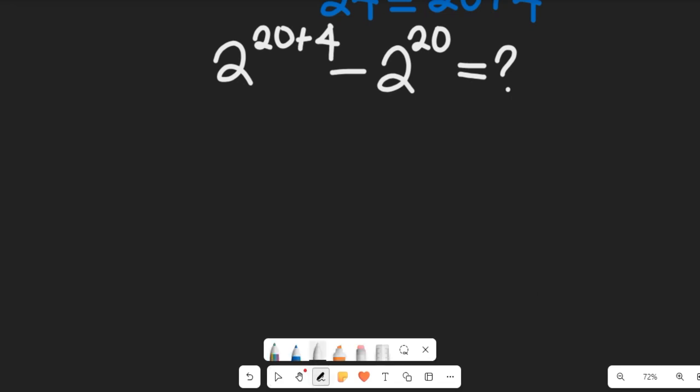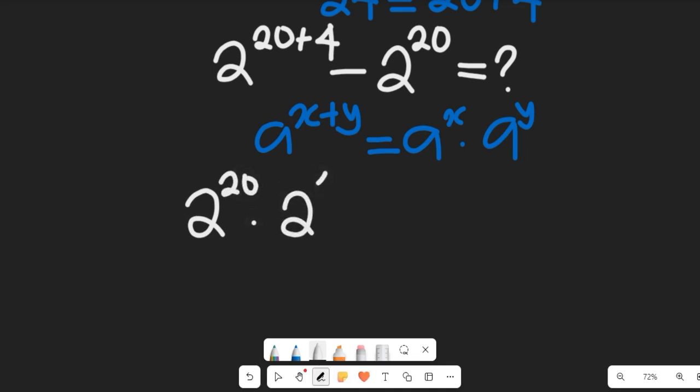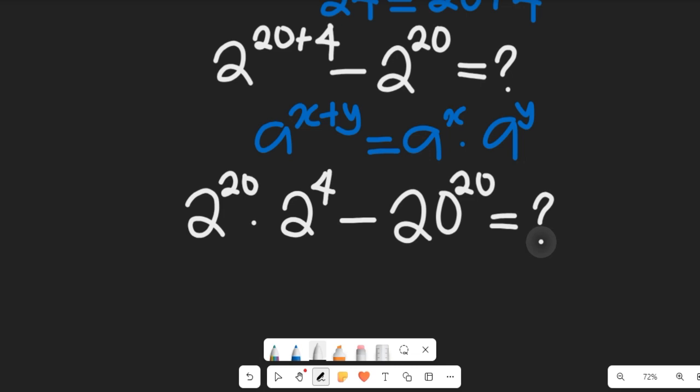According to the law of indices, you can factor this out. If you have a to the power of x plus y, this is equal to a to the power of x multiplied by a to the power of y, right? So we can factor that out to give us 2 to the power of 20 multiplying 2 to the power of 4, minus 2 to the power of 20, and this will be equal to what?